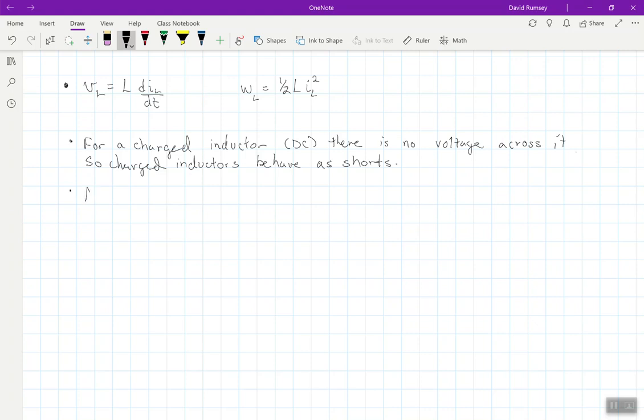And then a finite amount of energy can be stored in an inductor. And again, that just comes from the formula just like we have with capacitors. And clearly the larger the inductor, the more energy that can be stored.